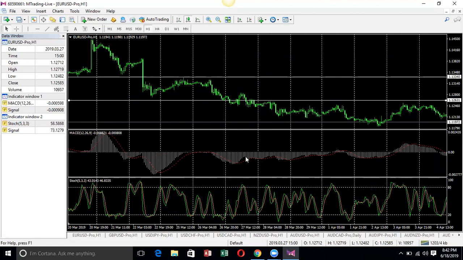You can see the histogram here below the zero line, which means downtrend. Now you can see stochastic above 80 telling you that you should do what? It's a good idea for you to sell. You can see here, it's also a good idea for you to sell. You can see here, it's also a good idea for you to sell.